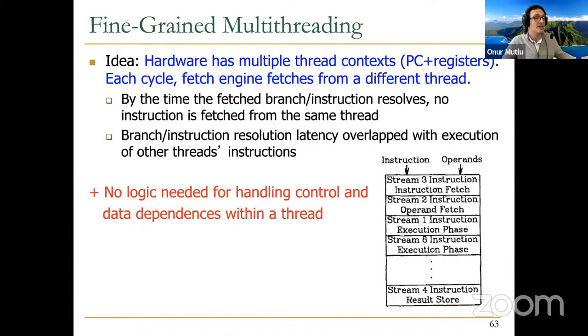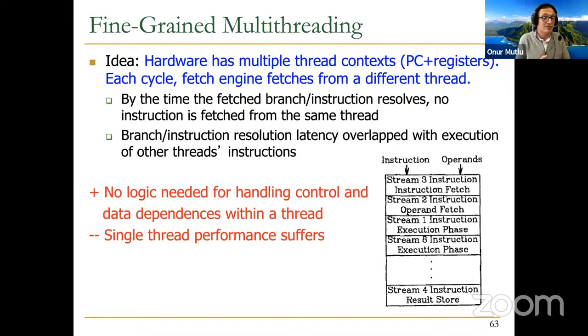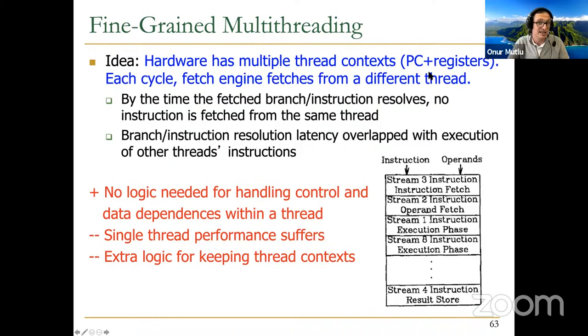But of course, the downside is you're not using the pipeline for that single thread now. The single thread performance suffers because you're fetching from this thread every n cycles, if you will. And you need to have extra logic for keeping thread context. So program counter doesn't come for free. Register files don't come for free. I'm going to show you examples of that context. So hardware cost is high.